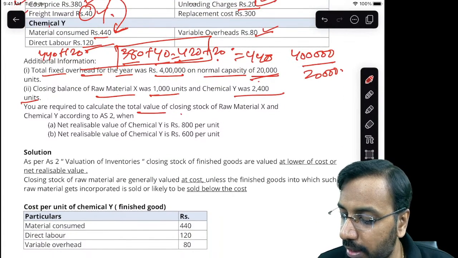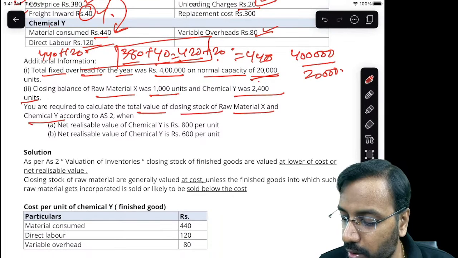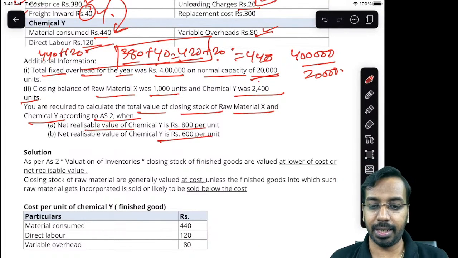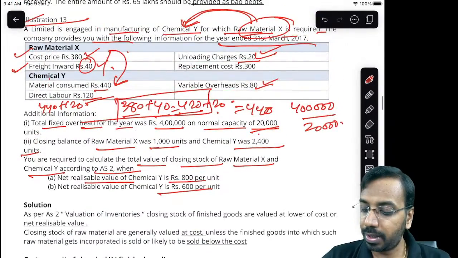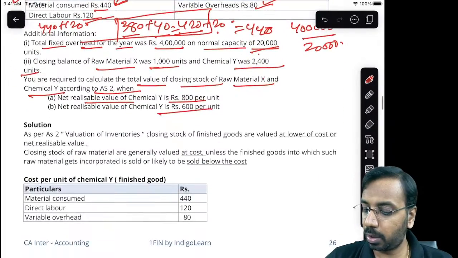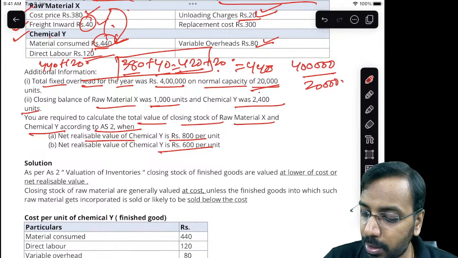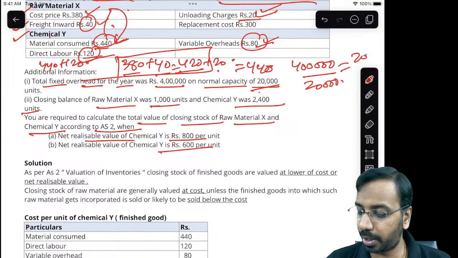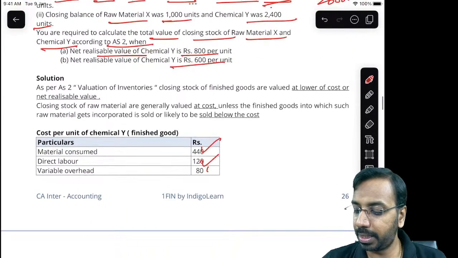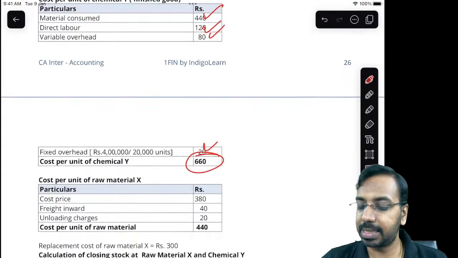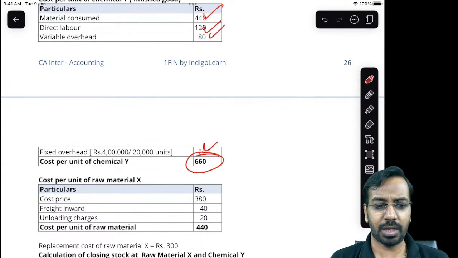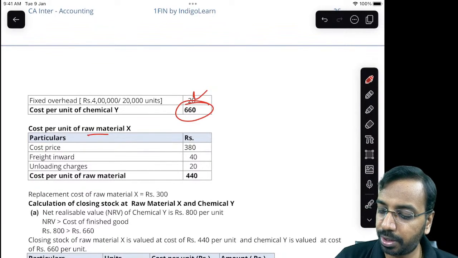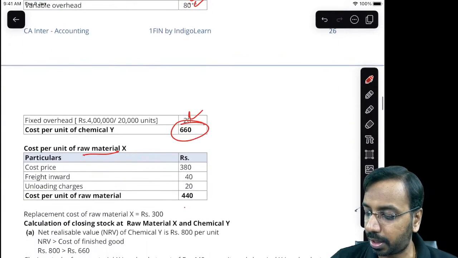You have to calculate the total value of closing stock of raw material X and chemical Y according to AS 2 when NRV is 800, and when NRV is 600. Now, first thing, we have to calculate chemical Y's cost. Chemical Y's cost is how much? 440 plus 120 plus 80 plus 20 of fixed overhead. 660 is the cost. This is a straightforward thing. Then cost per unit of raw material X, 440, we have already calculated.